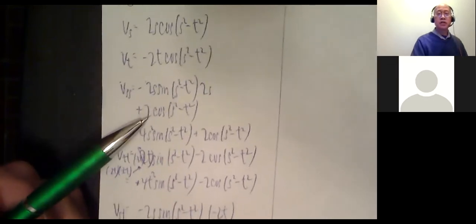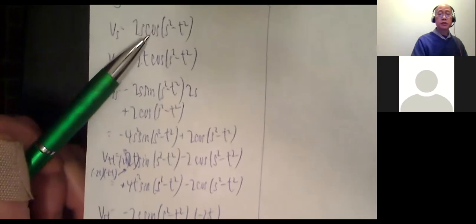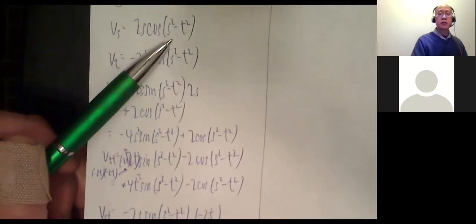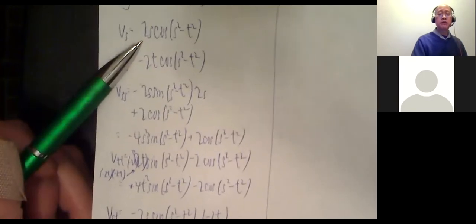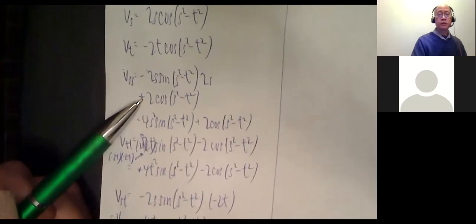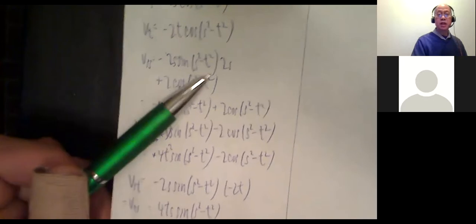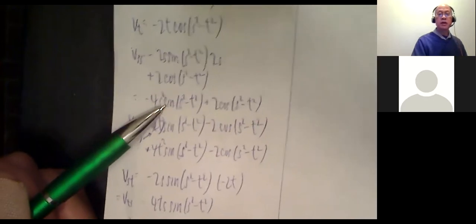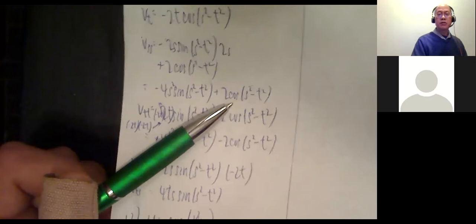Plus the second function, cosine of s squared minus t squared, times the derivative of the first function with respect to s. The derivative of 2s is 2, so that's just going to be 2. Okay, a little bit of touch up. That's going to be negative 2s times 2s, negative 4s squared sine of s squared minus t squared, plus 2 cosine of s squared minus t squared.